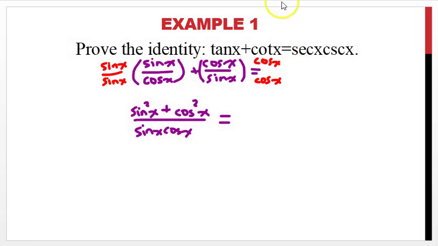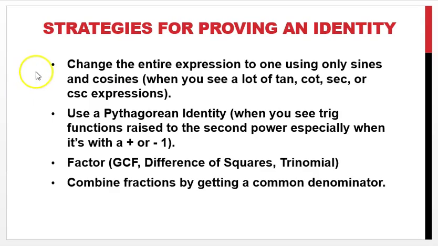Now this still doesn't match what we have on the other side, so let's go back to our strategies. We already have everything in terms of sine and cosine, so I can't use this option. I did see trig expressions to the second power, so we'll want to look at Pythagorean identities that can be applied. There isn't any factoring, and we've already done the combining fractions. So I haven't had many choices to make for this particular example. Sometimes you will have options, but for this one, I have to pick a Pythagorean identity. That was the only option that was available.